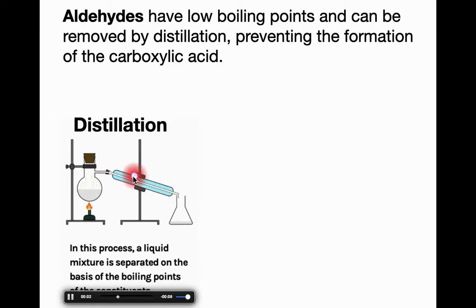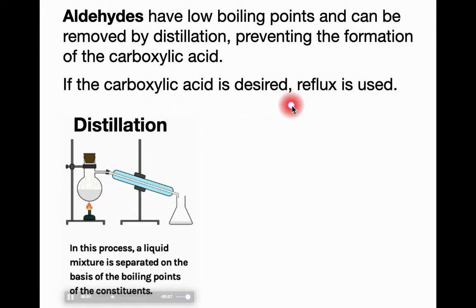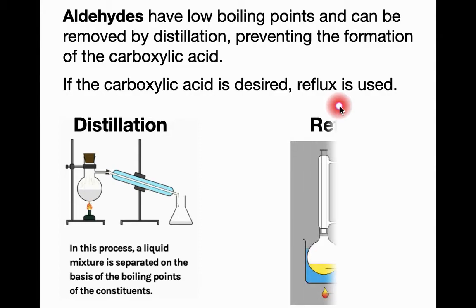This is called a condenser. And so water just flows through the tube. Now it doesn't actually mix with anything. It just cools off the gas, and it is collected outside the flask, preventing it from reacting to form carboxylic acid. Now, if we wanted the carboxylic acid, we use a process called reflux.